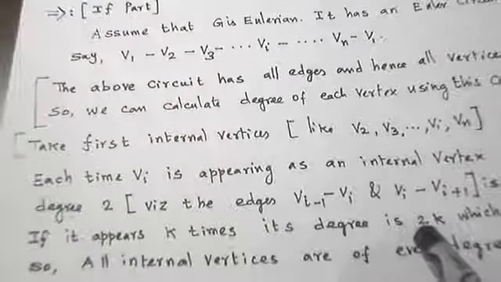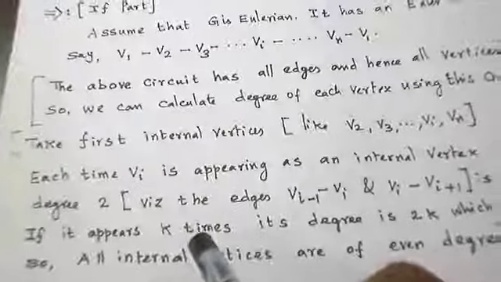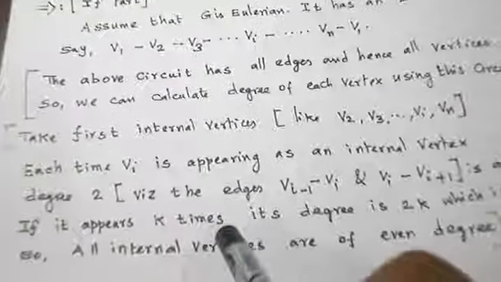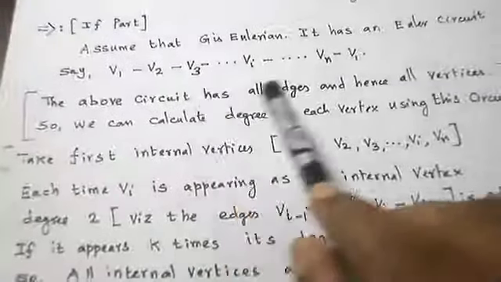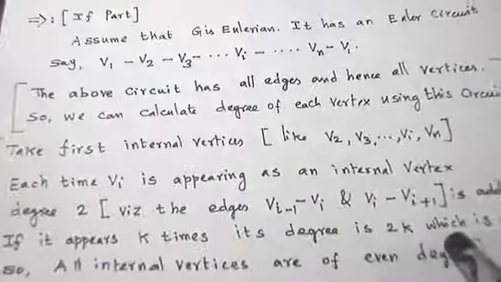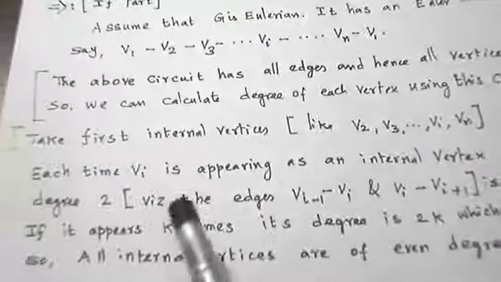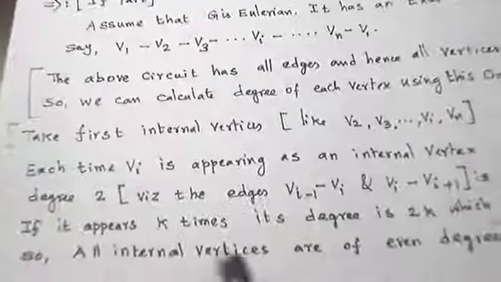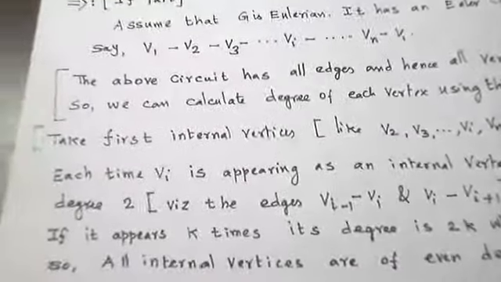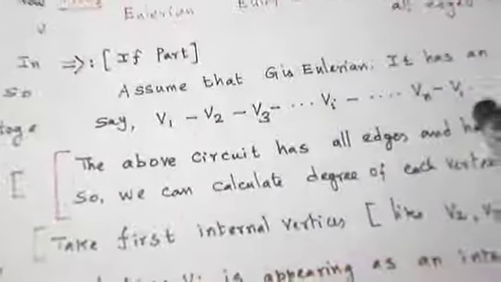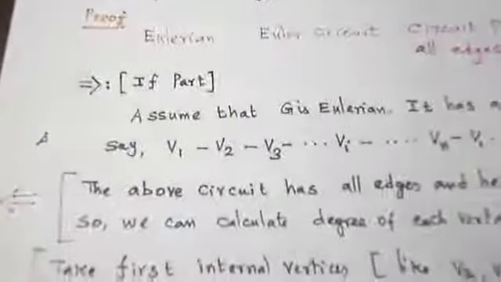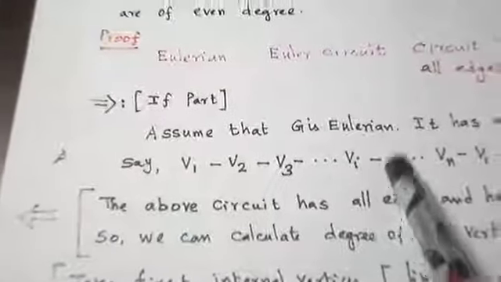Suppose the vertex is appearing k times, then the degree of that vertex is 2k. So for each internal vertex the degree is 2k, that is even. So for the first category of vertices, all the internal vertices are of even degree. Now let us take the terminal vertex. Vertex V1 is the terminal vertex. Now it may appear as an internal vertex already.